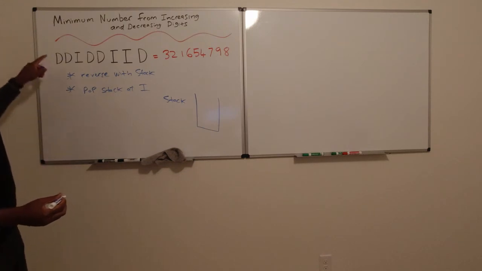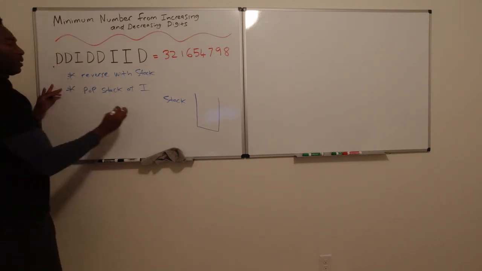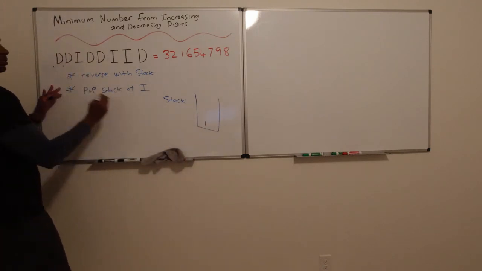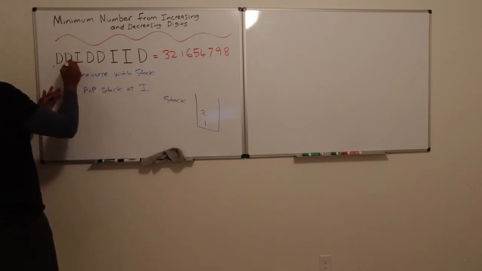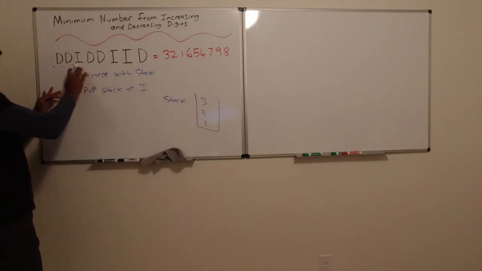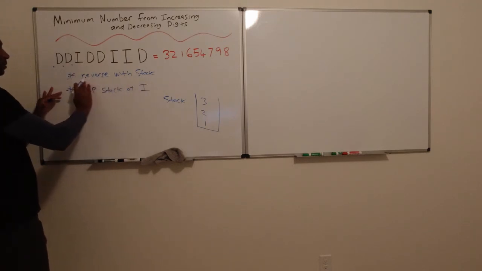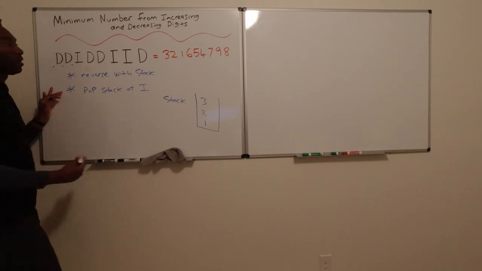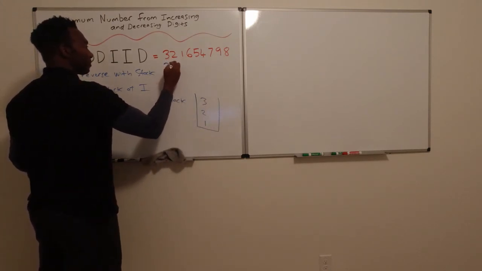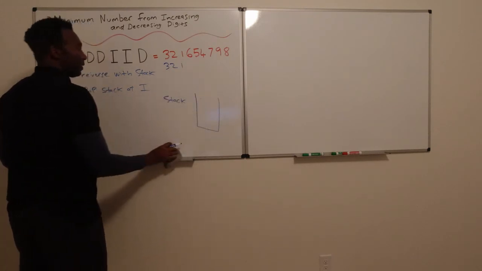All right, so here we start with 1. So we're here, this is 1. We'll put 1 onto the stack. 2, put 2 here. 3, put 3 here. Now as you see, we reach an I, and whenever we see an I, that means we must pop the entire stack. And then that will become part of the number. So we're going to pop 3, 2, 1. And then we have this.